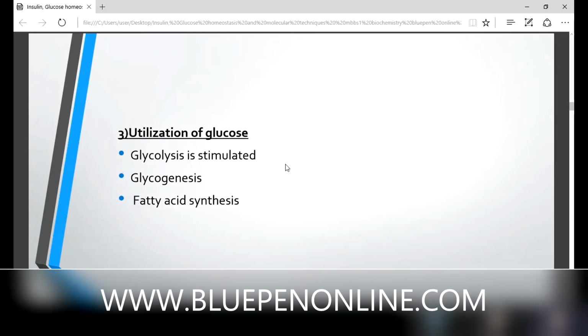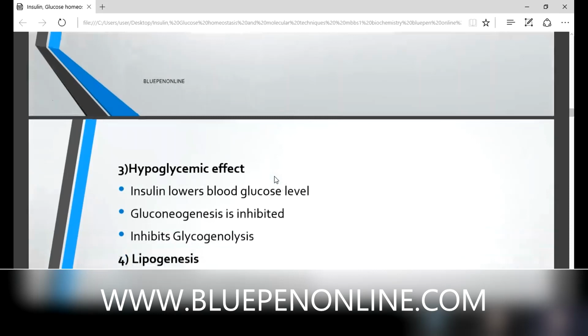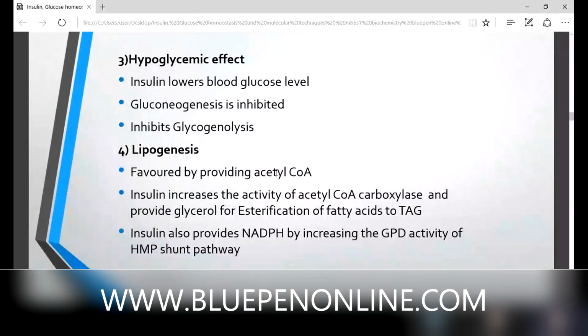Then fatty acid synthesis is the third point. That's about the utilization of glucose. Next is the hypoglycemic effect. What is the hypoglycemic effect of insulin? Insulin lowers blood glucose level. Gluconeogenesis is inhibited. What is gluconeogenesis? I don't know, ma'am. Something like the reverse of one process.